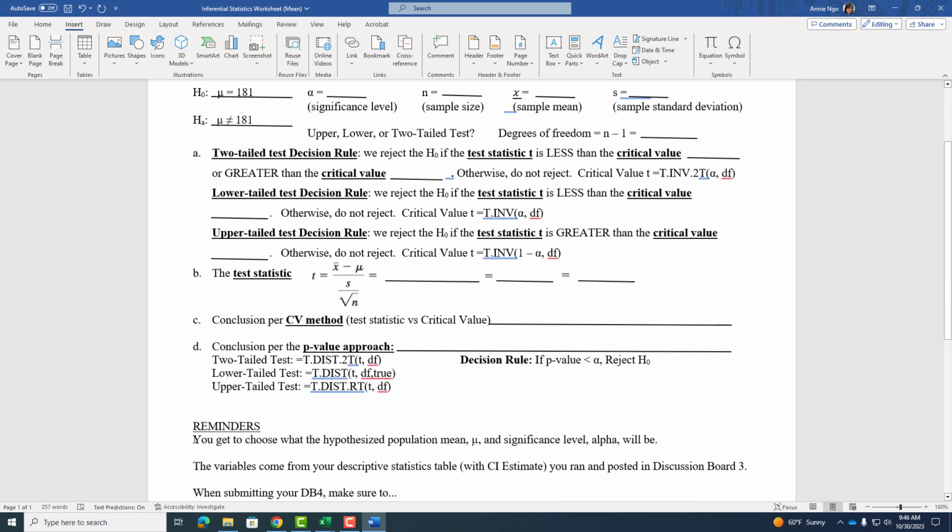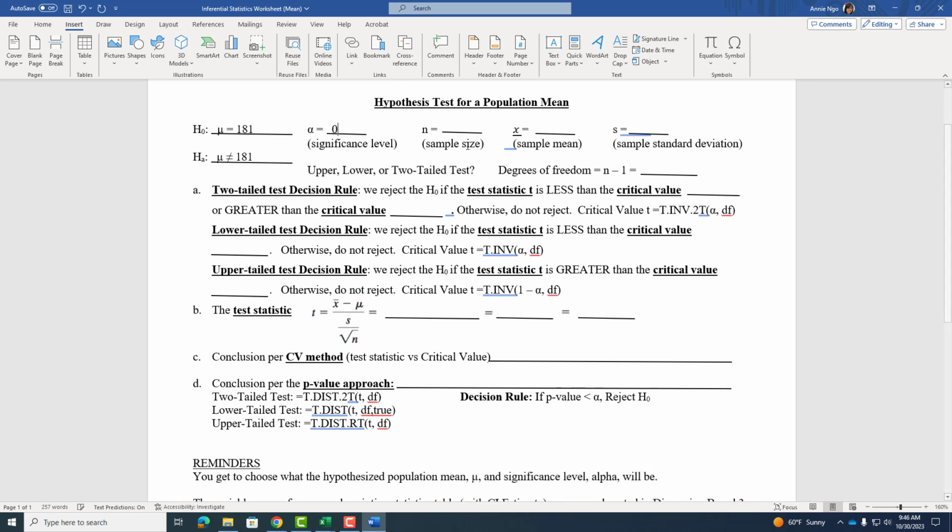So I do have that reminder down here. You get to choose what the hypothesized population mean mu is. You also get to choose the alpha or significance level. So I'm going to choose 0.05 because that's the most commonly used one. You can also choose 1% or 0.01, or 10%, that's 0.10, or you can get creative and do 2% and change stuff up. But I'm going to do 5% because that's the most commonly used one.